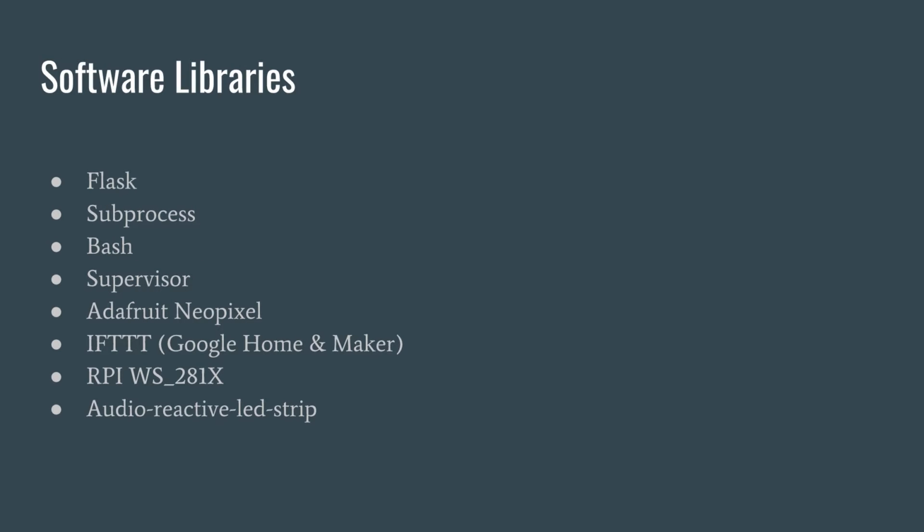Software libraries that I used included Flask, Subprocess, Bash, Supervisor, Adafruit NeoPixel, and If This Then That to handle my Google Home sending HTTP requests with Maker. RPI WS281X takes care of programming the specific pixels on the LED strip. And finally, the audio reactive LED strip is the rainbow visualizer.